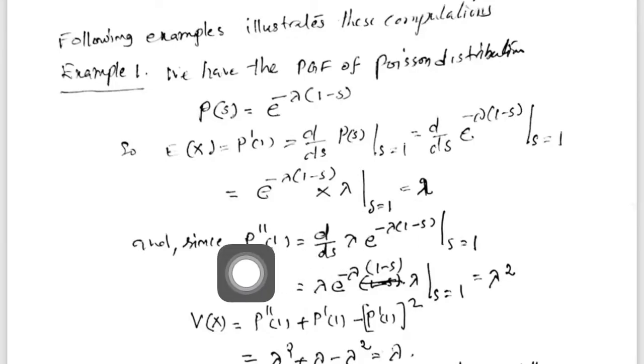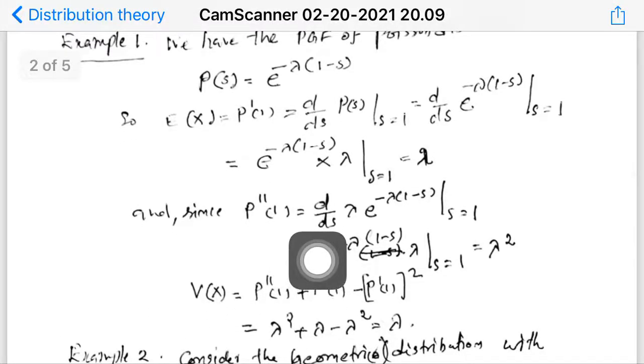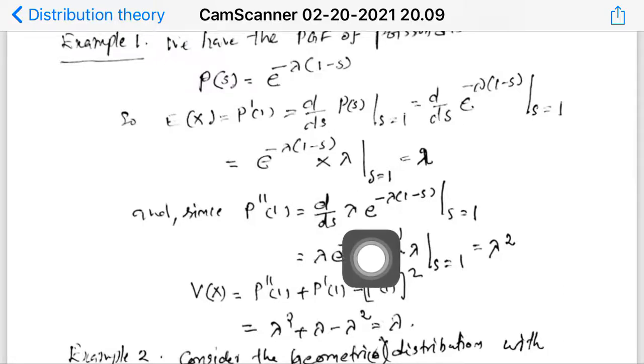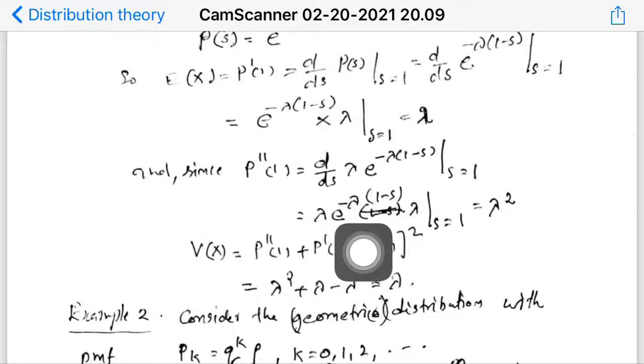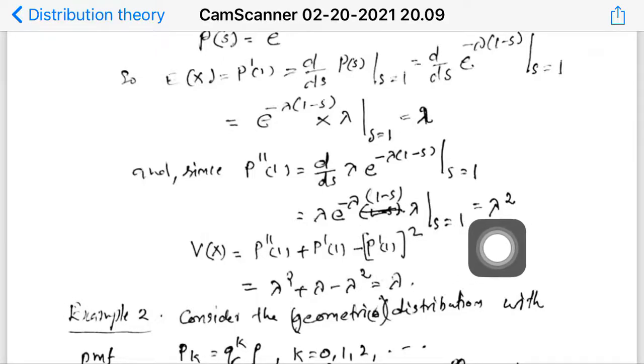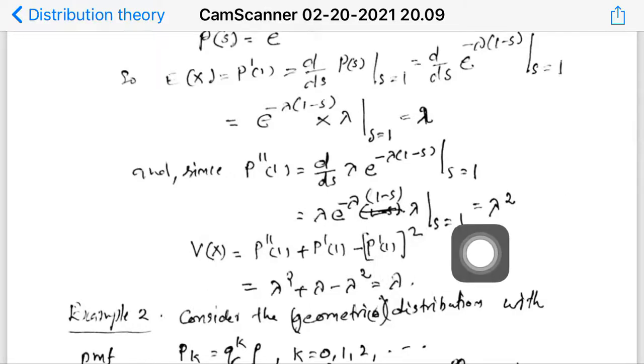For that purpose, you find P''(1), which is the second derivative of the PGF, or d by ds of the first derivative at s equal to 1. And this is easily obtained as lambda into e to the power of minus lambda into (1 minus s) into lambda, that is lambda square into e to the power of minus lambda into (1 minus s). By putting s equal to 1, you will see that it is clearly lambda square.